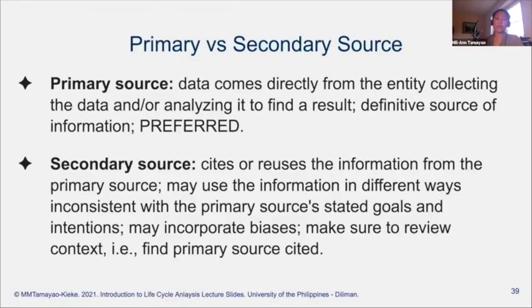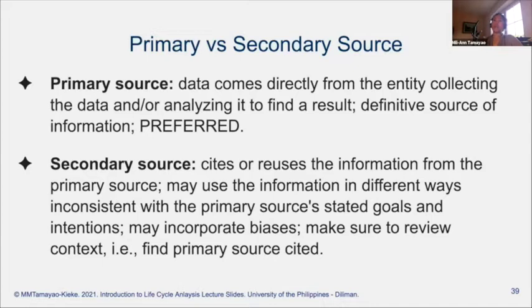We mentioned secondary source. So here we see it cites or reuses the information from the primary source. It may use the information in different ways, so this is one of the dangers. Now it may use the information in different ways, inconsistent with the primary source's stated goals. So you have to be careful. You have to watch out, of course, that you don't commit this error.